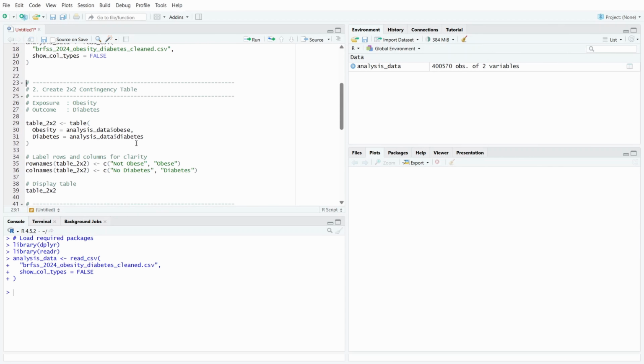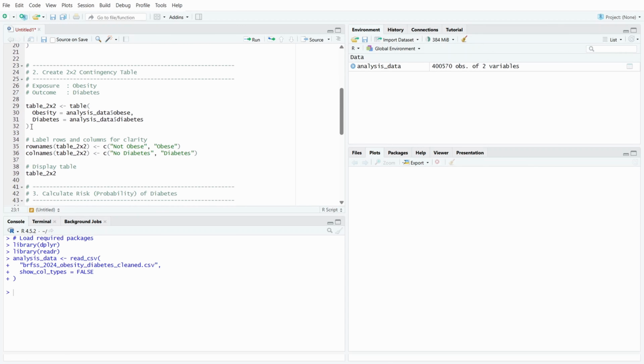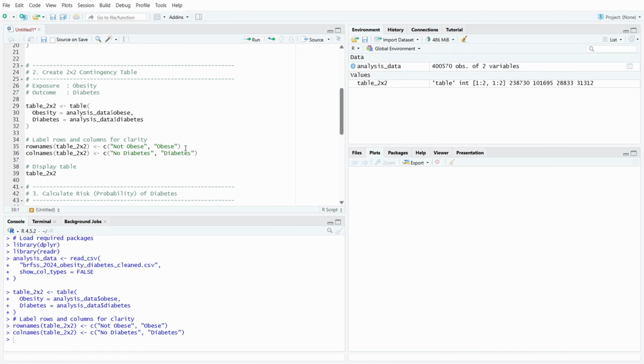Next, we create a 2x2 contingency table. This allows us to compare disease frequency between groups. In public health research, this is often the first step in studying associations.